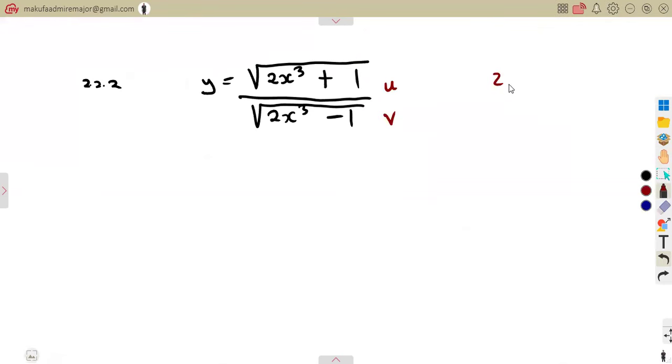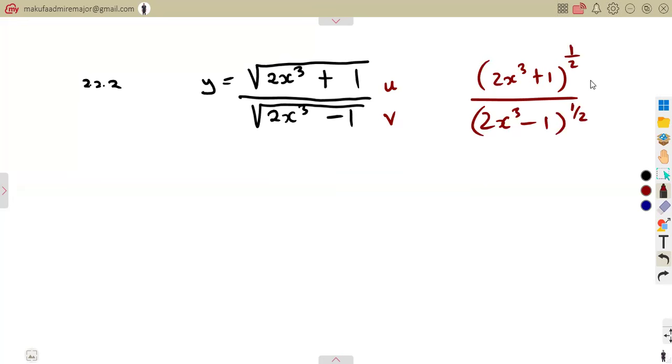Just write it aside so that you understand what is happening. Remember, to the power of a half means the square root. So this is the same as (2x³ − 1) to the power of a half. Just leave it like that. From the derivative, we understand that we are supposed to obtain the derivative of y with respect to x. From our formula, it was v times the first derivative of u, minus u times the first derivative of v, over v squared. So let's apply that and see.